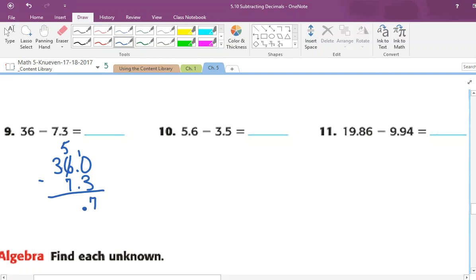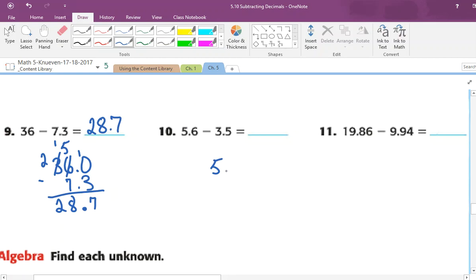7 from 5 I can't do, so I borrow from the 3. Becomes a 2. Now I have 15. 7 from 15 is 8. And then I bring down my 2. Can't forget all of my place values. So 28 and 7/10.